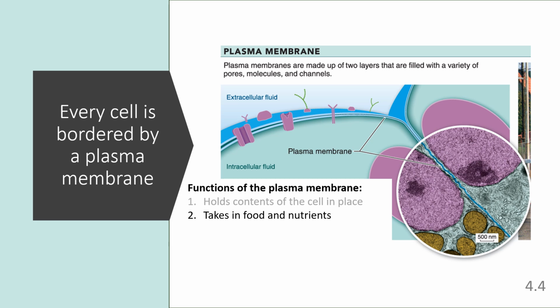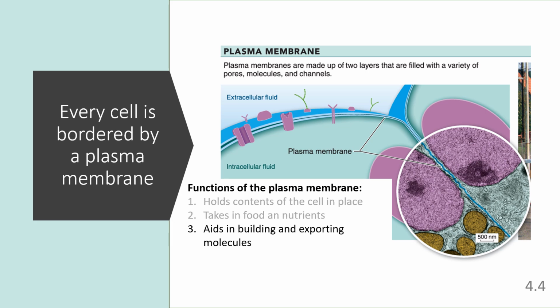The plasma membrane is semi-permeable, meaning particles and molecules can pass through it. We'll talk about that more in a minute. But not just anything can pass through, and the cell has some ability to regulate what enters and leaves. This allows the cell to take in food and nutrients through its plasma membrane.